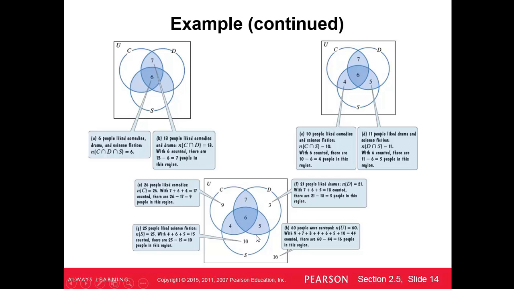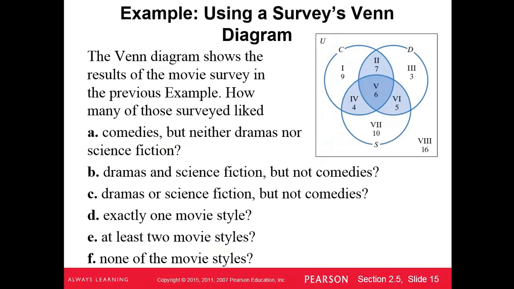So now we've filled in our circle, except for the fact that you do know that we surveyed 60 people, and we haven't accounted for all 60 people in here. 9 and 7 is 16, and 3 is 19, and 5 is 24, 30, 34, 44, which means there are still 16, 60 minus 44, there are still 16 people out here, which means those 16 people do not like comedies, dramas, or science fiction. They don't like any of that. Maybe they only watch other types of genres. They don't like those movie styles.